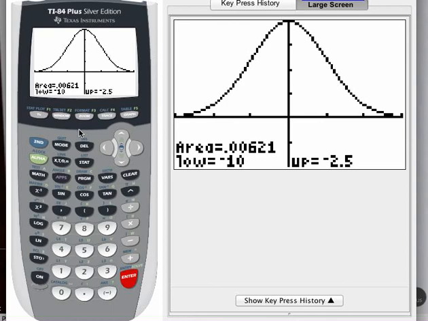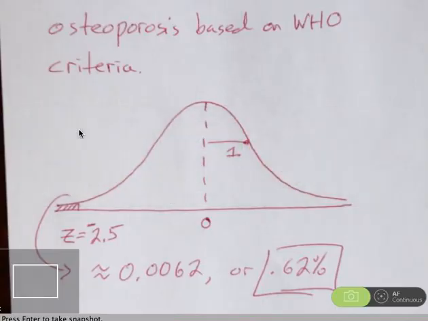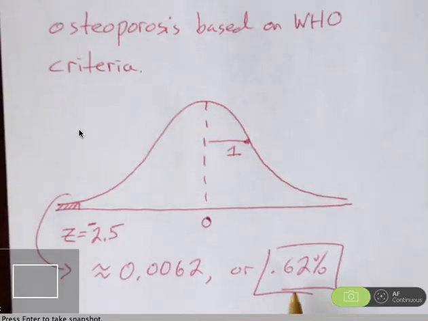That means, and it seems reasonable, that the percentage of young adults that would be diagnosed with osteoporosis would also be quite small. That percentage would be only 0.621. And there you go. I called it about 0.62%. And that's all the question entails.